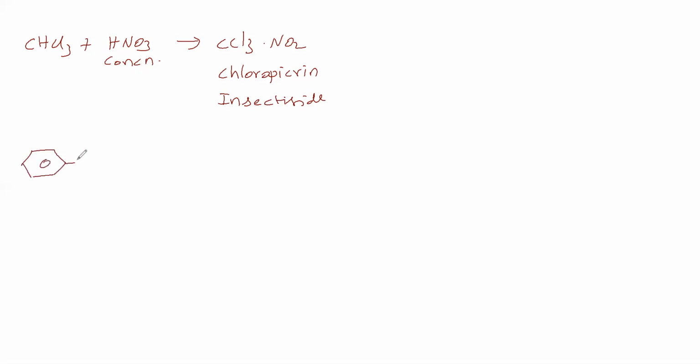So now we will take a primary amine. To this primary amine, we add chloroform and base. This primary amine is converted into an isocyanide. So for the isocyanide test, chloroform is used. It is used to distinguish primary amines from secondary and tertiary amines, because primary amines give the isocyanide test, whereas secondary and tertiary amines do not.